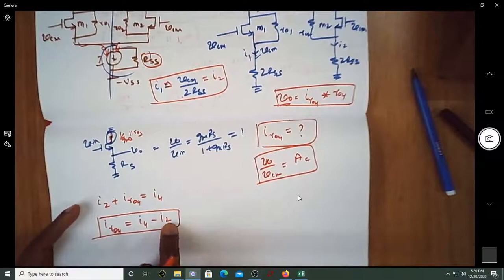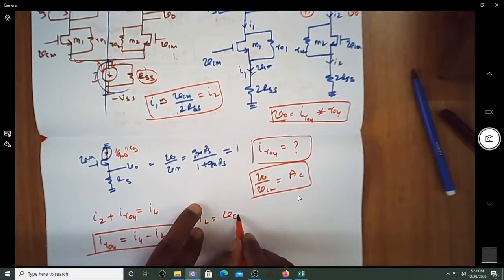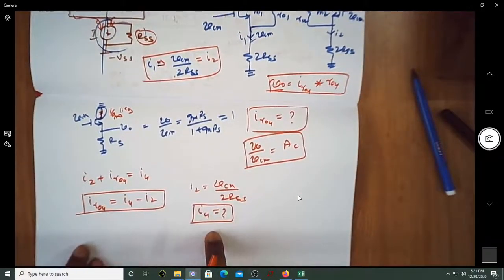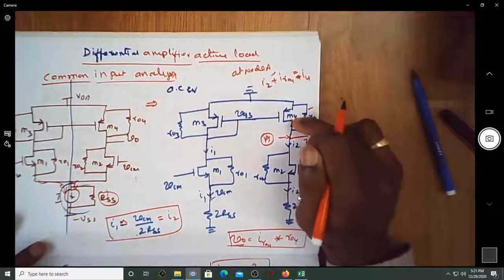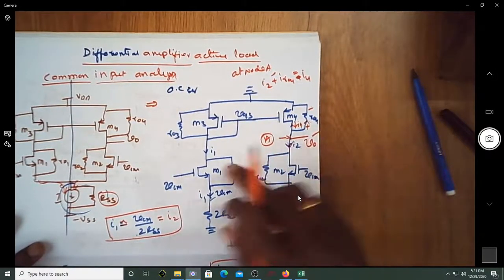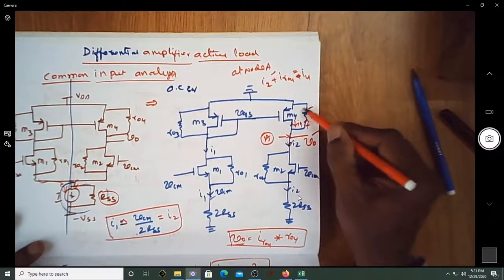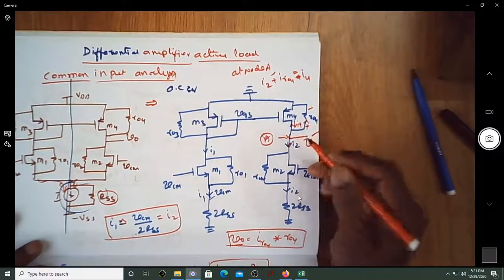I know the value of I2, which is VCM by 2RSS. Now I need to find out what I4 is. This is what I'm supposed to find out. I4 is the current that would flow here. Of course, this is the overall current which is equal to I1, but the current that is flowing through this transistor, other than this IR04, is not equal to I1. That's what we are supposed to find.